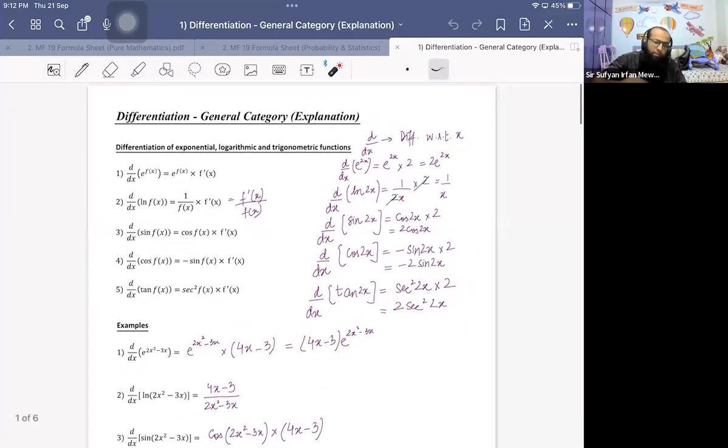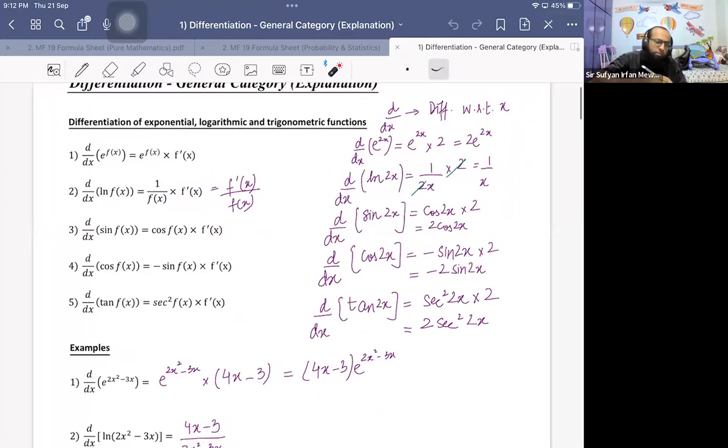Third one, yes, definitely. Third one is sine of an angle when differentiated gets converted to cos of an angle. Sine 2x gets converted to cos 2x, and then the differentiation of 2x will be multiplied. So the derivative of sine 2x is cos 2x multiplied by 2, which becomes 2 cos 2x.